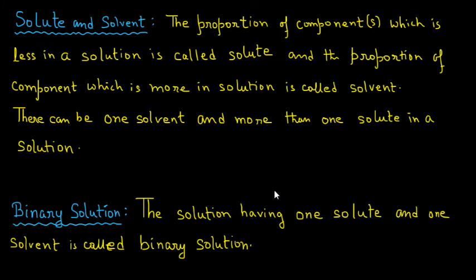Binary solution. The example which we have taken, the salt water solution, was a binary solution. Now come to the definition. The solution having one solute and one solvent is called binary solution. So in our experiment there was one solute which was salt and one solvent which was water. So our solution was an example of binary solution.